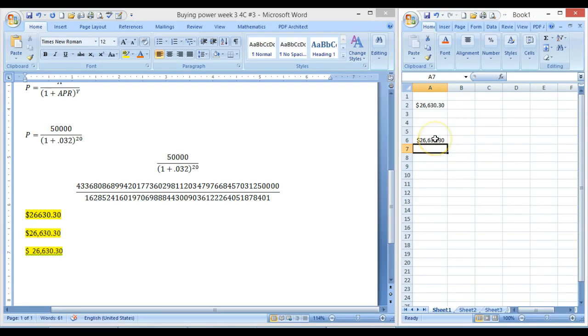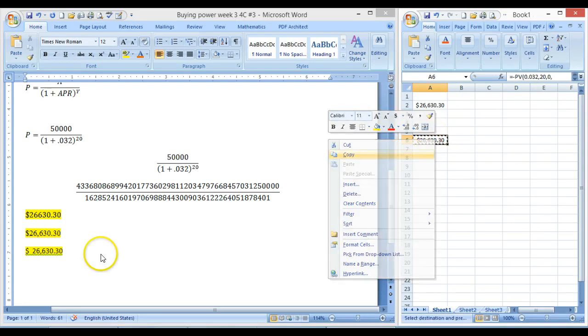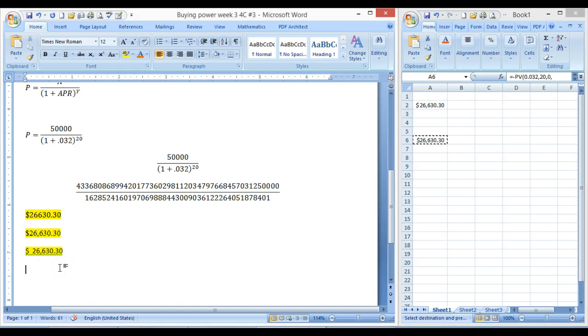$26,630.30. And in this one, it's already formatted as money. So when I copy, Control V to paste it in, it's already formatted. Highlight it, and there we go.